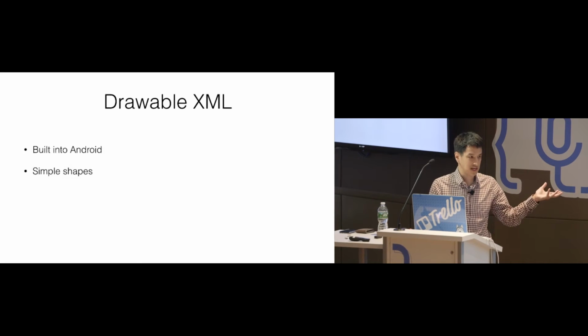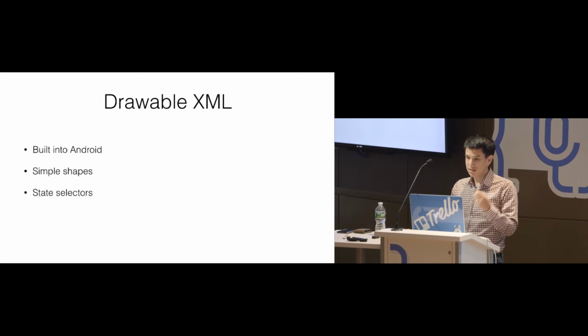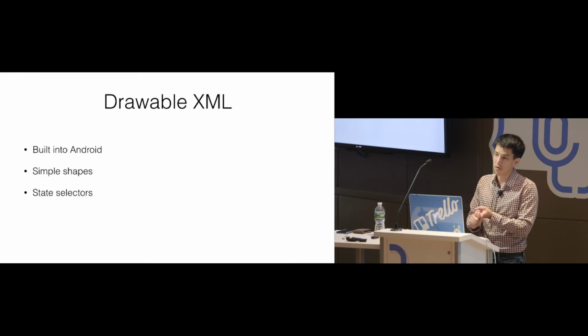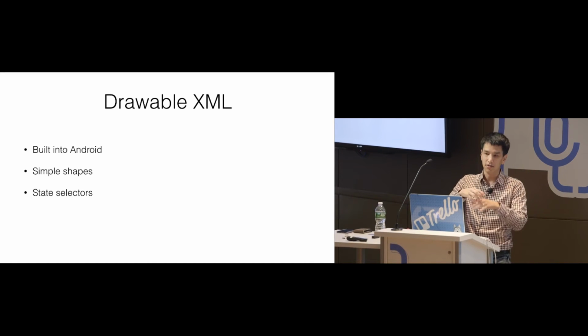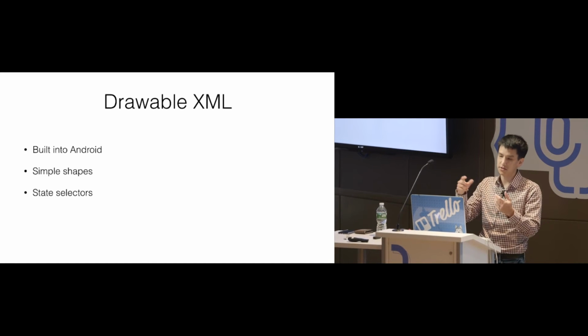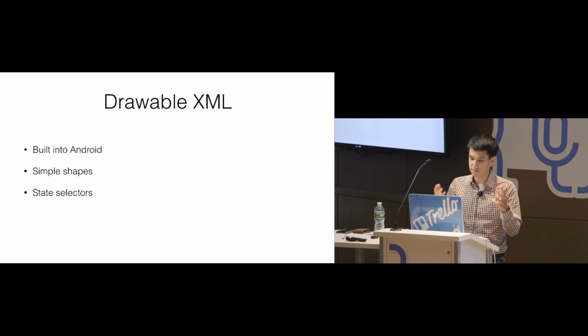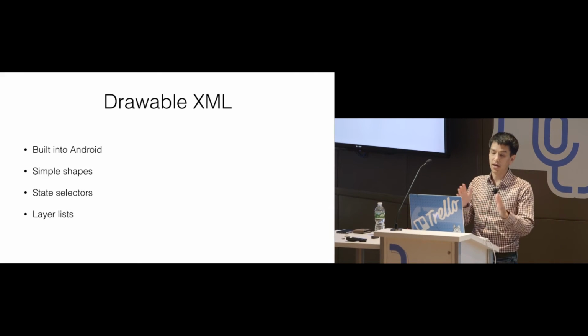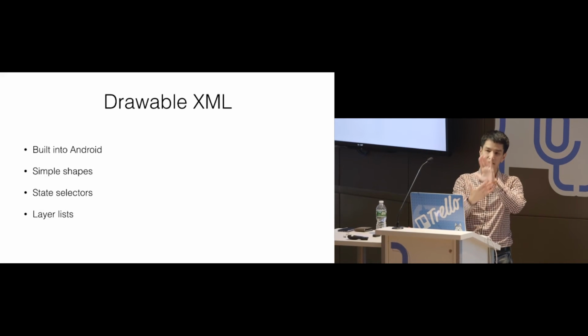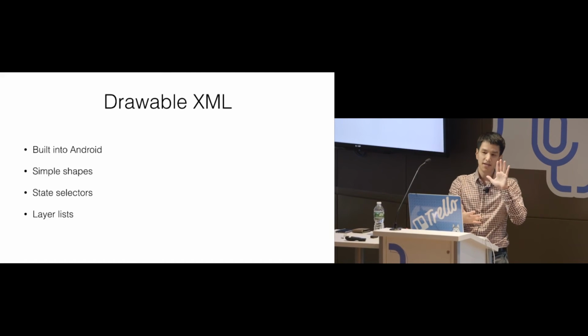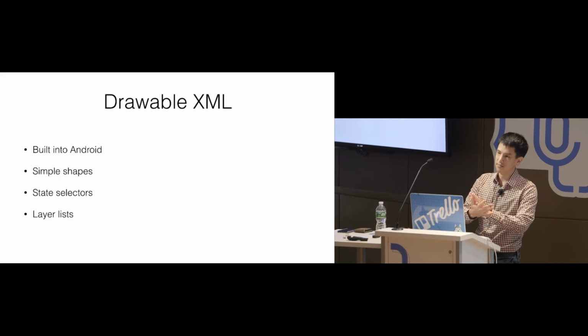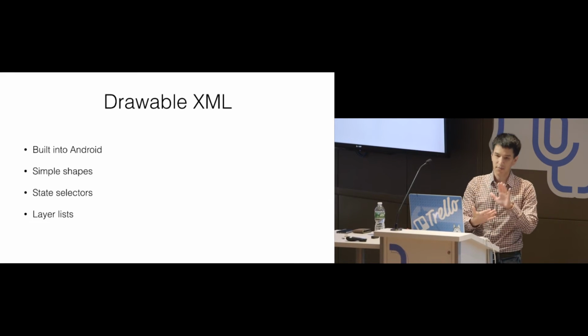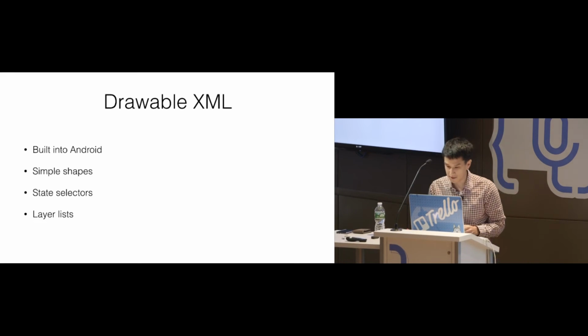It allows you to do simple shapes. It allows you to create state selectors, which are actually fairly important. So like when you're clicking a button and it looks different as you click it or as you click and hold, those are different states. It allows you to layer things. So if you have two maybe very complex drawables, but you want them on top of each other, you don't have to create some composite of them, some composite PNG, and put it in your app. You can actually just layer them on top of each other in XML.